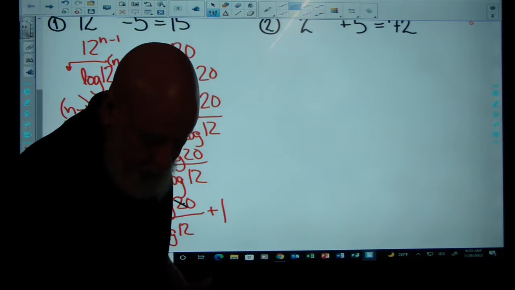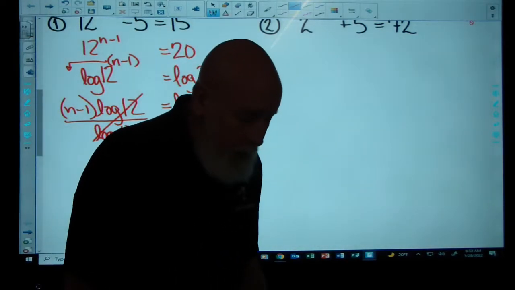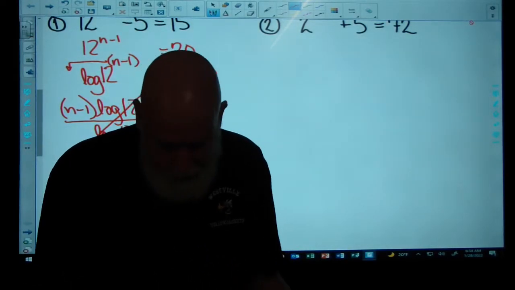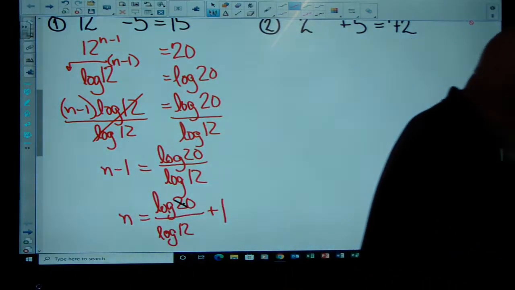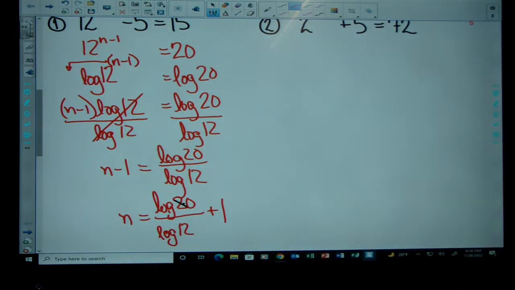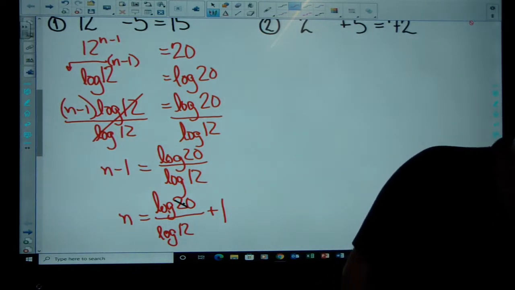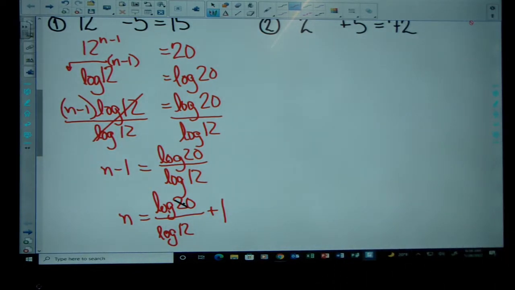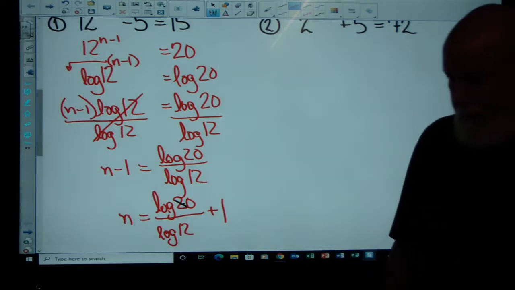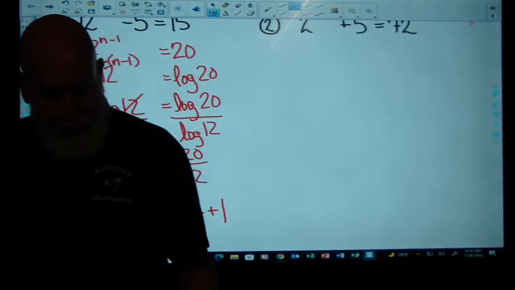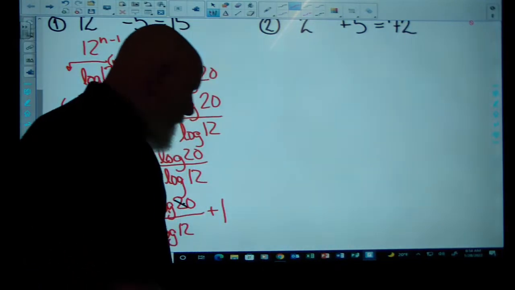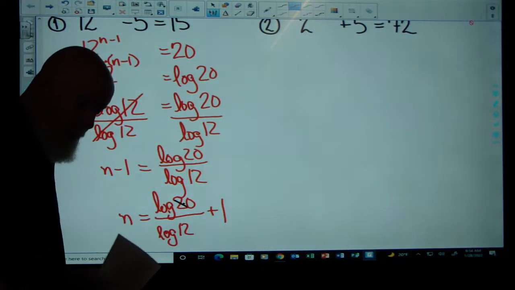Where's my calculator? I had a calculator here just a second ago. This morning is not my morning. Good Lord. Well, I've got the key. I'll just write the answer.